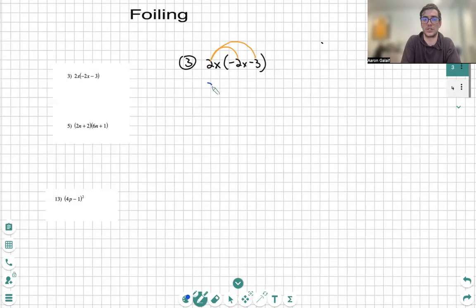The first one is 2x times negative 2x, separated by a minus sign, 3 times 2x. We distribute that 2x to both the first term and the second term. We will then clean up: negative 4x squared minus 6x. That is how you fully distribute.